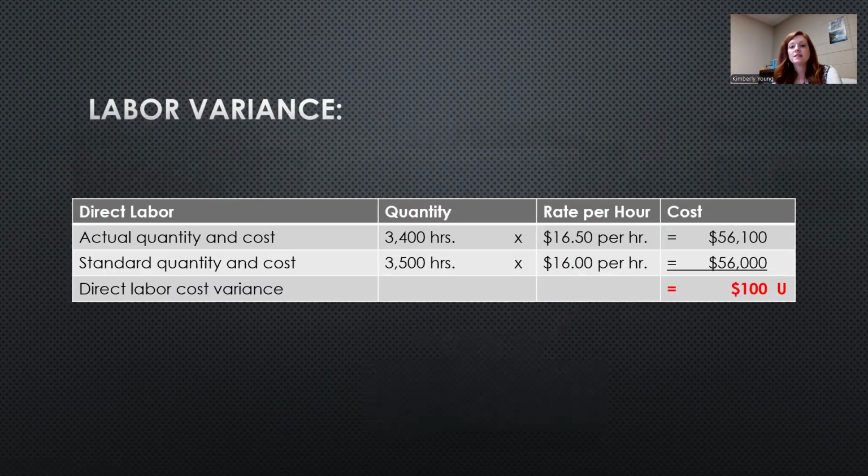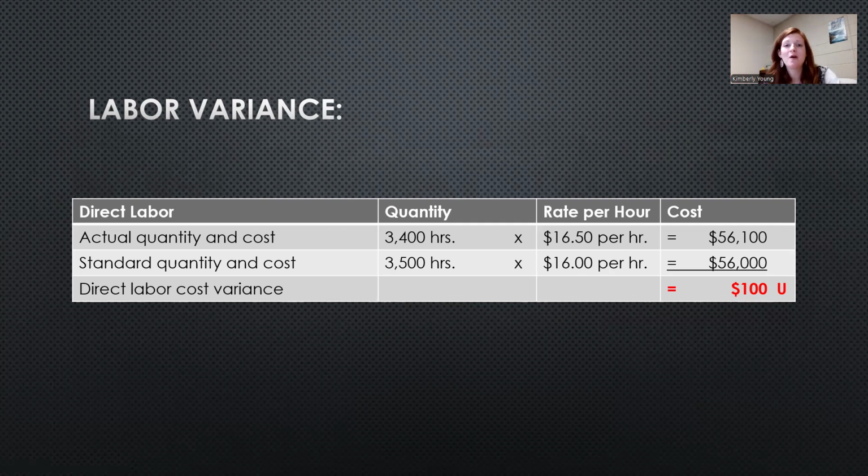The labor variance, we're going to do the same exact way. We thought it was actually going to take 3,500 hours. That's our standard, but it only took 3,400 hours. We thought we were going to spend $16 an hour for the employees, but we actually spent $16.50. Maybe minimum wage went up or something, and we decided to give everybody a raise. So we actually spent $56,100. We only planned to spend $56,000, so it's a $100 unfavorable variance.